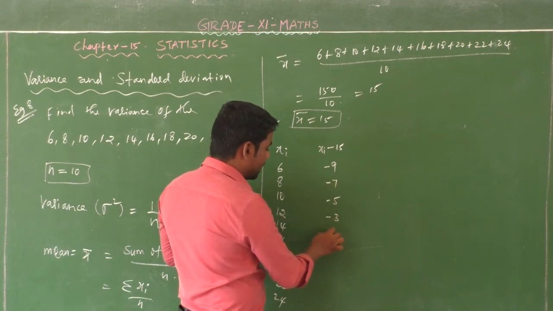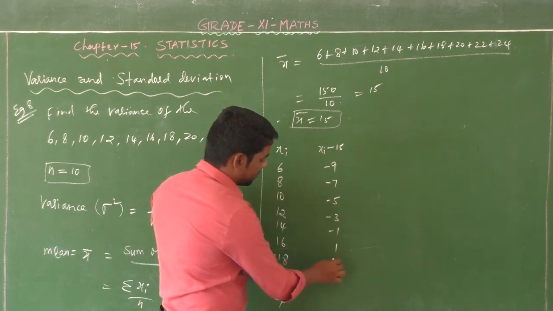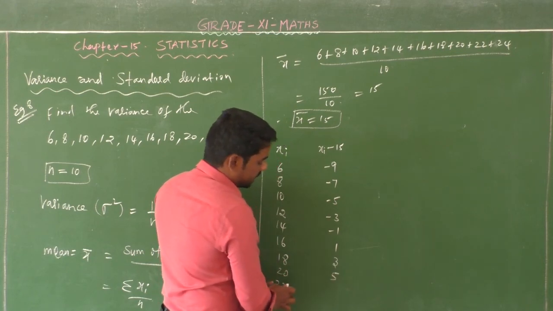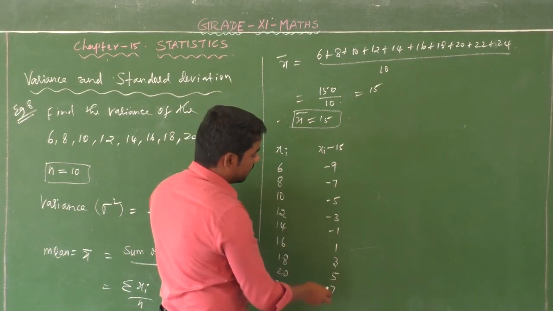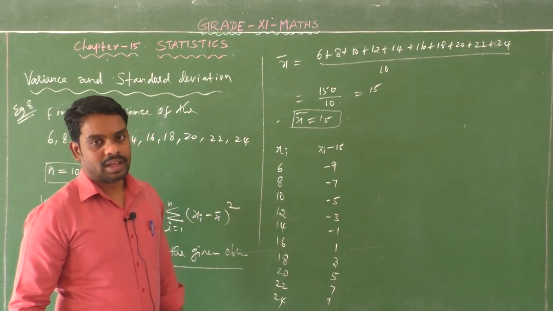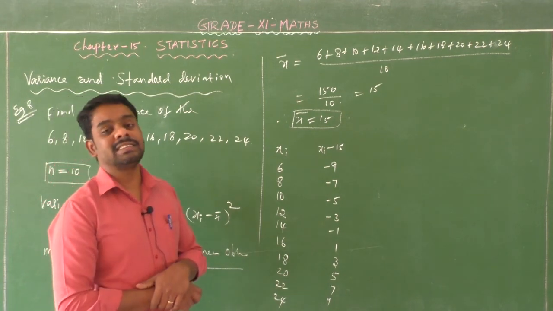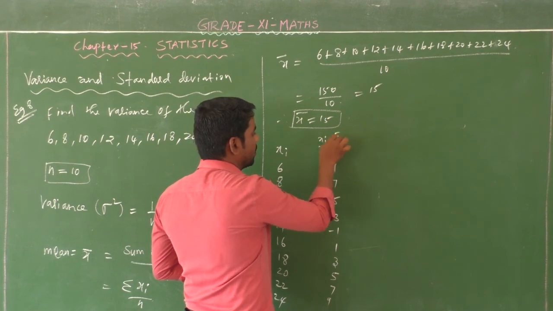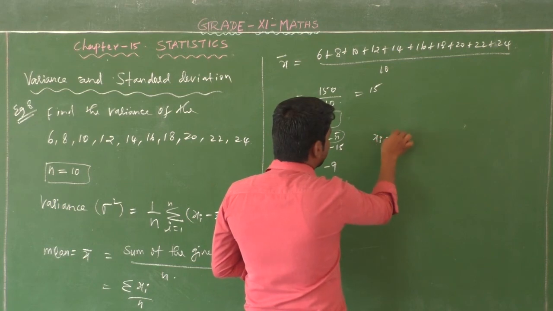14 minus 15 is minus 1. 16 minus 15 is plus 1. 18 minus 15 is plus 3. 20 minus 15 is plus 5. 22 minus 15 is 7. And 24 minus 15 is plus 9. This is xi minus x bar. Next, xi minus x bar the whole square.